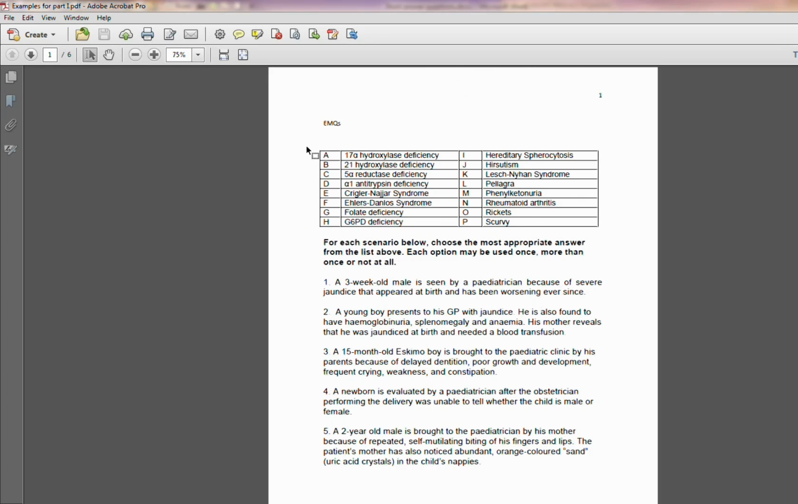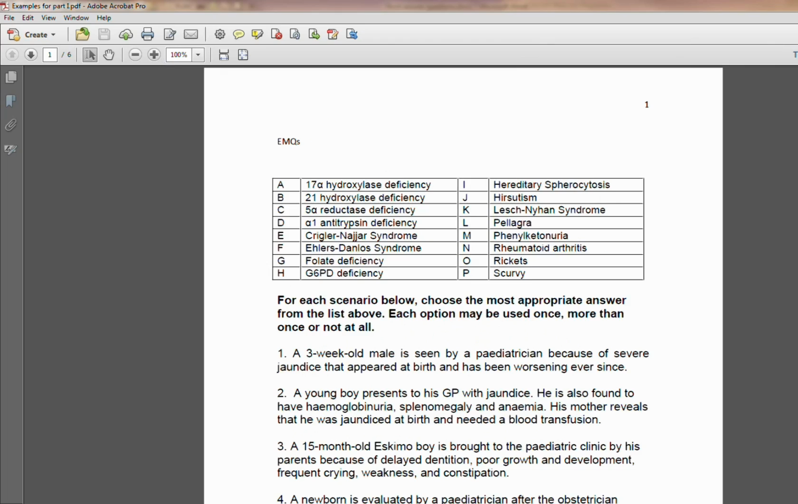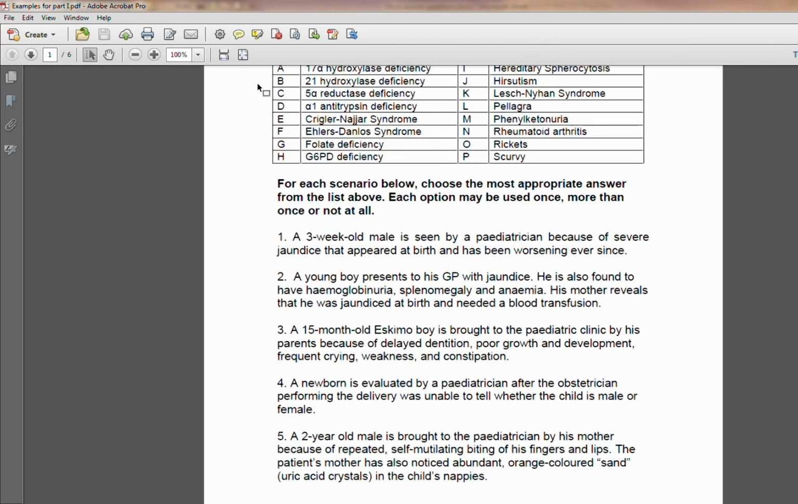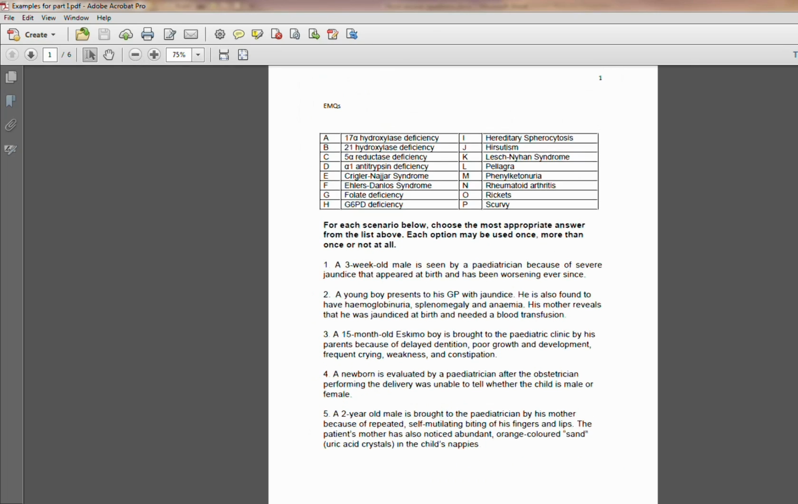Okay, so I mentioned extended matching questions. These are also referred to as R-type questions. The way these work is that, for example, here you've got a series of 16 options, and for each scenario below you have to choose the most appropriate answer from the list above, and you can use each option once, more than once, or not at all. So in other words, not every option needs to be used.